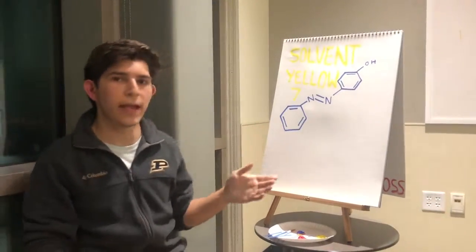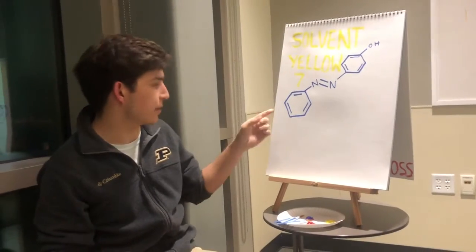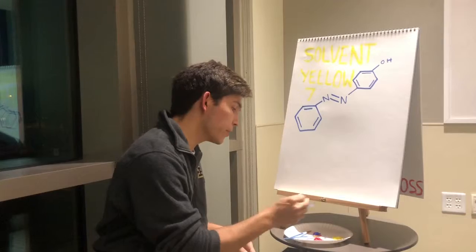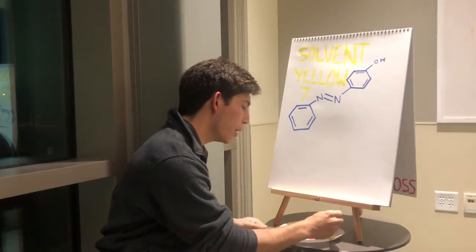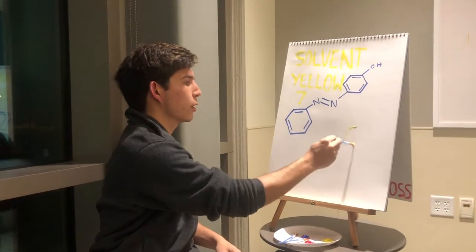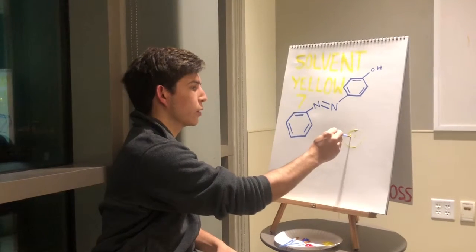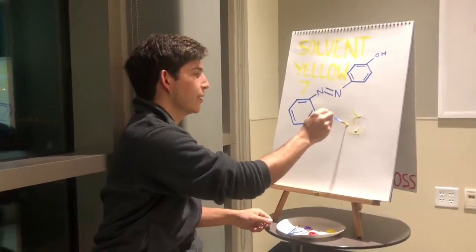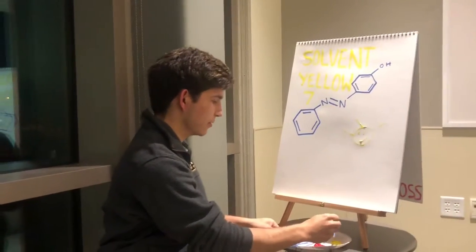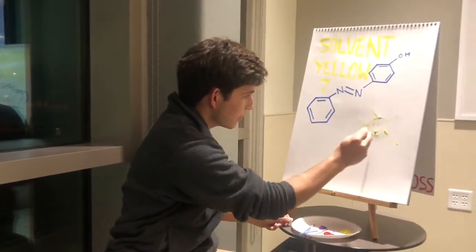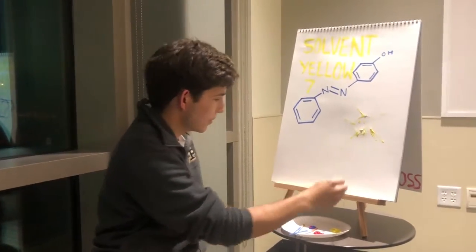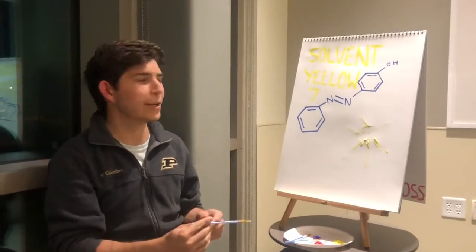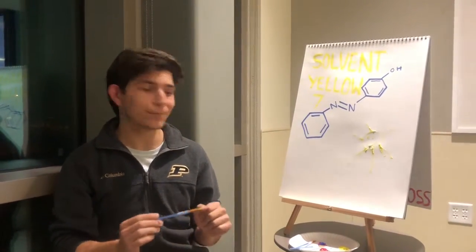See, this azo dye is actually Solvent Yellow 7, as you can see here. If you're having trouble imagining the color yellow, I'm going to draw for you a picture of the sun. Let's see. All right, there we go. We've got a nice sun to go with our nice little organic chemistry.